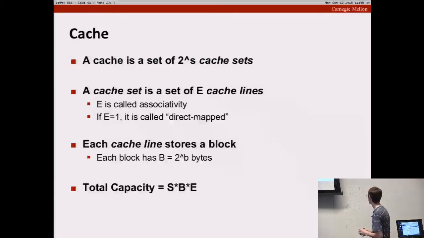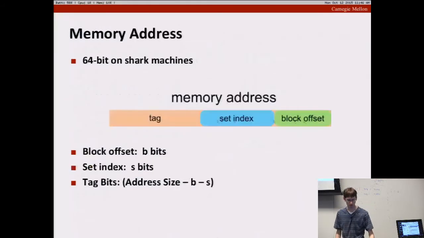And then what the lines store, they store a few different things. They store a valid bit. They store tags. And then they store a block of memory. And the size of this is 2 to the b bytes, where b is the number of bits in your block offset portion of this indexing scheme.